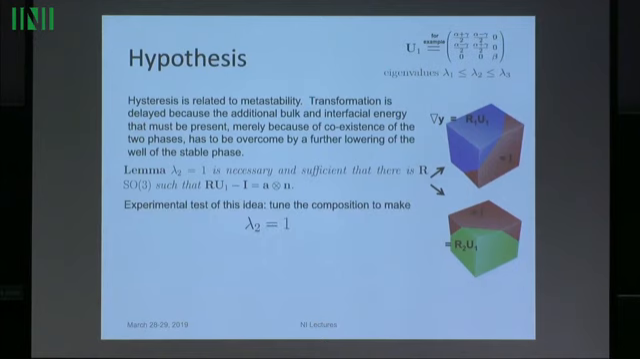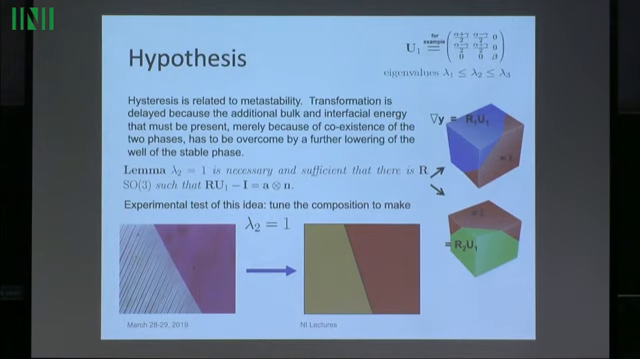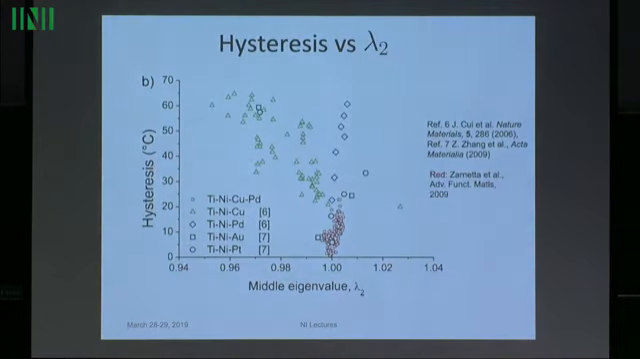So the experimental test is, now this matrix, these are all non-stoichiometric alloys. So this matrix depends on the composition of the alloy. So you could measure lambda 2, the middle eigenvalue of this matrix, change the composition, measure lambda 2. You could try to make it closer and closer to 1. Okay? So in fact, we did that. And the results were astounding, actually. These are measurements of hysteresis. The first measurements were actually done in my little lab, and we saw this incredibly sharp drop.